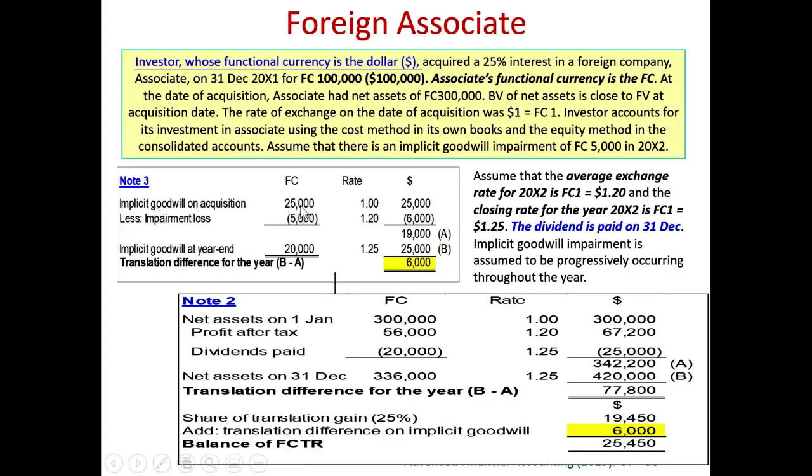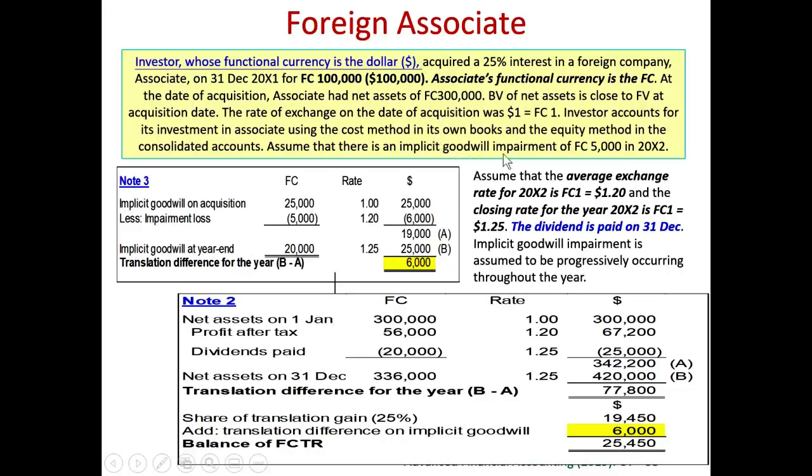Goodwill. How much is the goodwill? How much do we pay? We pay 100,000 FC. How much do we get? We get 25% of 300,000, which is 75,000. Therefore, we pay 100, we get 75, and therefore the goodwill component is 25,000 FC. On the day of acquisition, the exchange rate is 1 to 1, so this means $25,000.